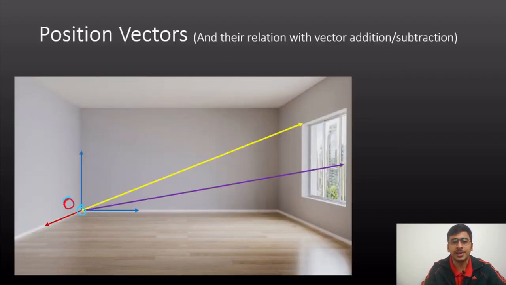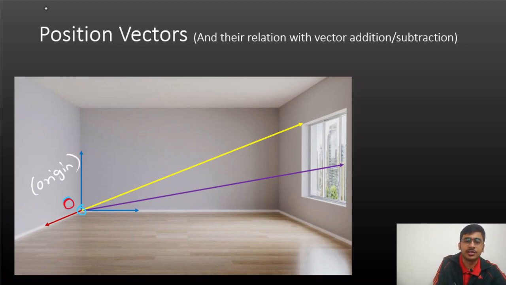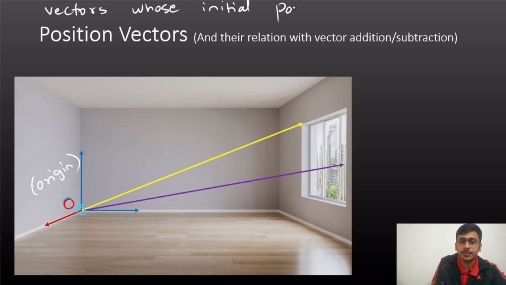So before understanding vector addition, let us understand what position vectors really are. Position vectors are vectors whose initial point is our coordinate reference point. So coordinate reference point is nothing but our origin. So I'll write down: position vectors are vectors whose initial point is origin.